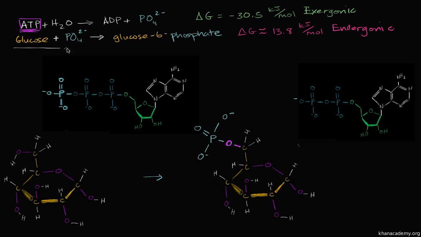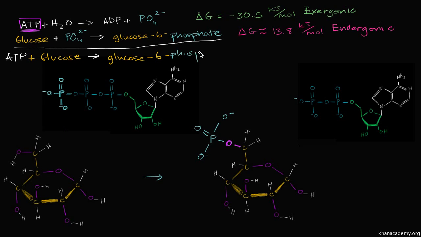When we couple the two reactions, we have ATP plus glucose reacting, and there we use an enzyme, the general term for it is hexokinase, to facilitate this reaction and lower the activation energy. It's going to yield glucose 6-phosphate and ADP.